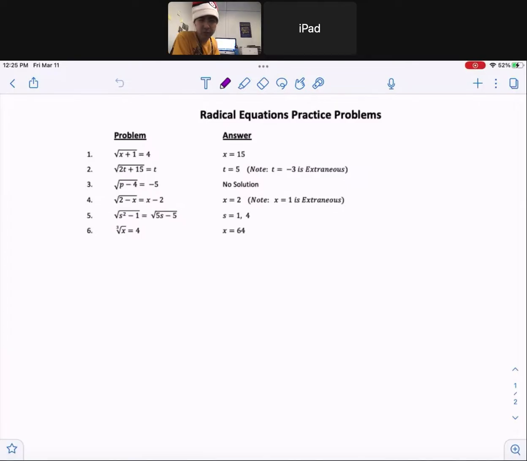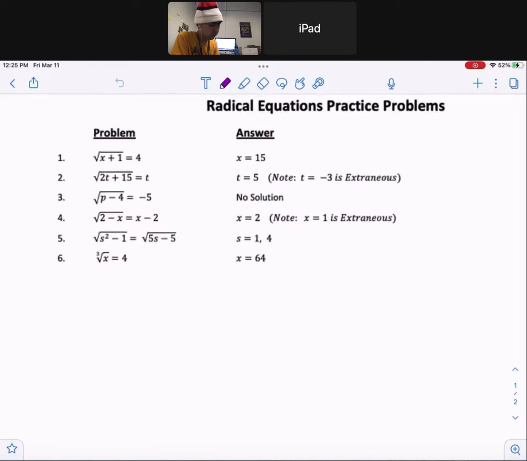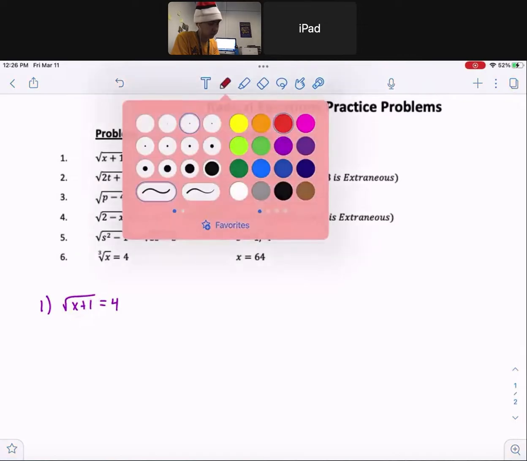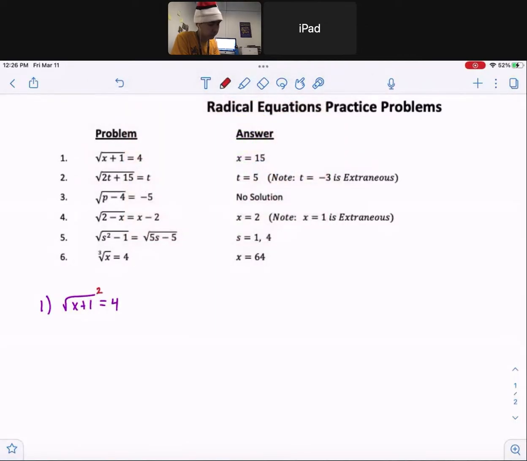Your guys' homework on radical equations, okay? So the first thing we have to do is, let's write down the first question. Now, first, is the radical isolated? Yes, it is. It's the only thing by itself on the left-hand side. And now to get rid of that square root, we're going to raise both sides to the second power.